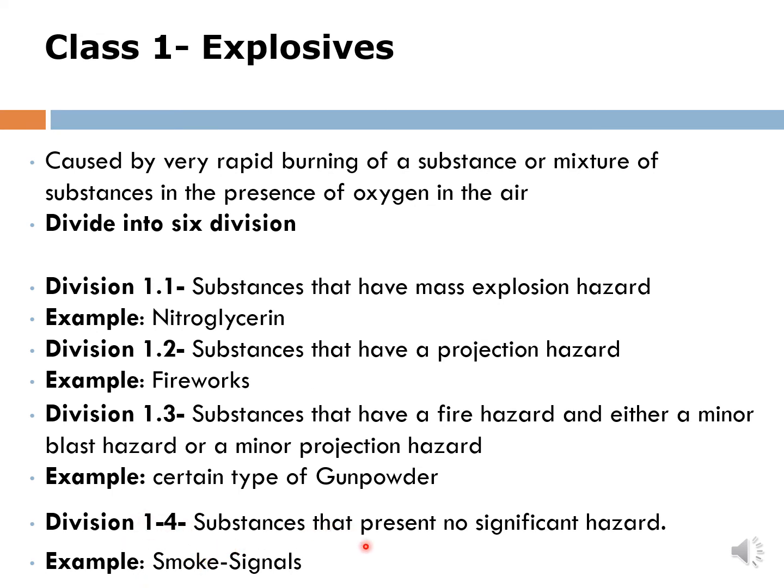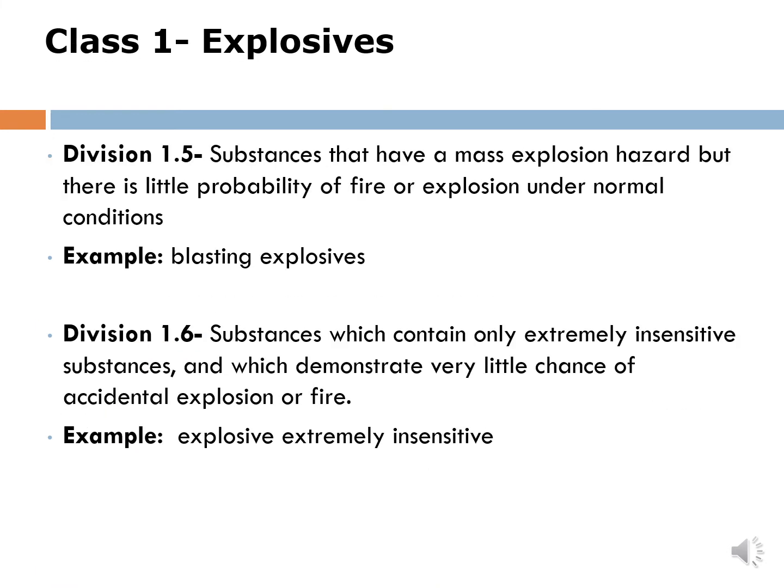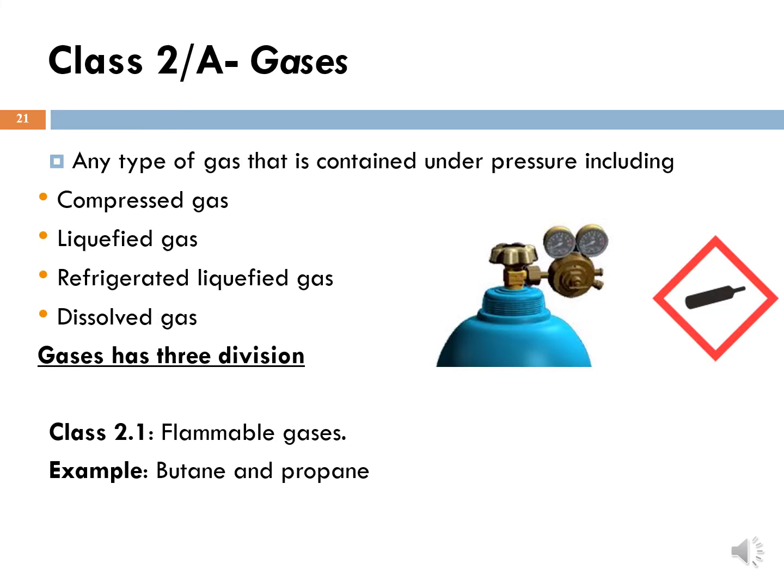Division 1.4 substances present no significant hazard, like smoke signals. Division 1.5 are the substances that have a mass explosion hazard, but there is little probability of fire or explosion under normal conditions, like blasting explosives. Division 1.6 substances contain only extremely insensitive substances, which demonstrate very little chance of accident, explosion or fire. Explosive, extremely insensitive. So these are the 6 divisions of class 1 explosive materials.